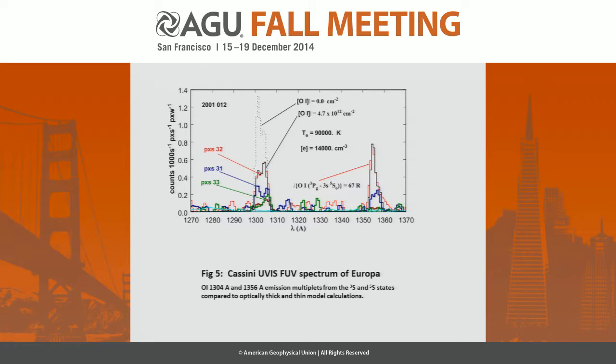So this is the atmospheric spectrum in the FUV. And so we have the 1356 line here of atomic oxygen and 1304. And in this spectrum, the 1304 line is optically thick with this 5 times 10 to the 12 per square centimeter. This is an optically thin calculation for E plus O. And this is the model fit here, the black line. The red line is the data. So we've got a 90,000 degree electron population and an electron density in that calculation of 14,000.